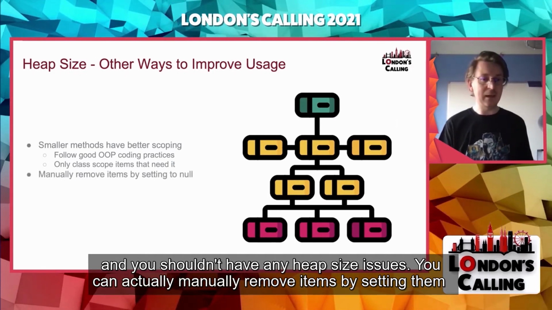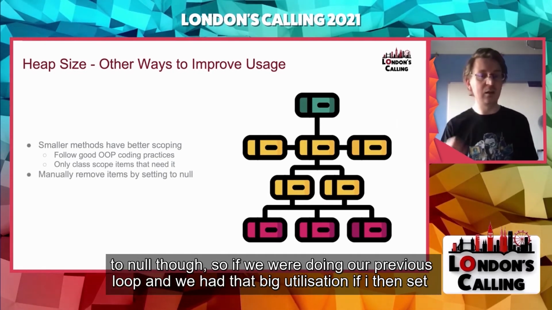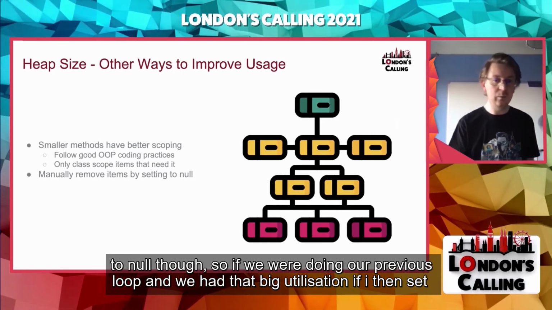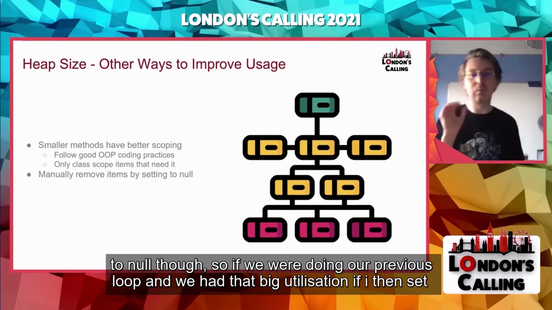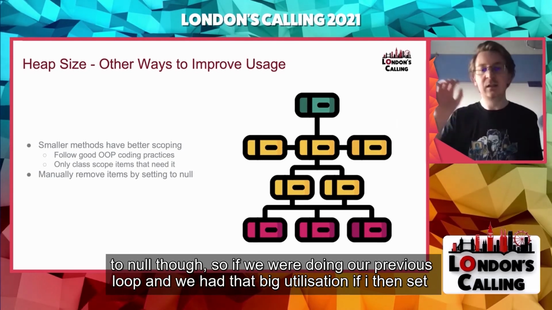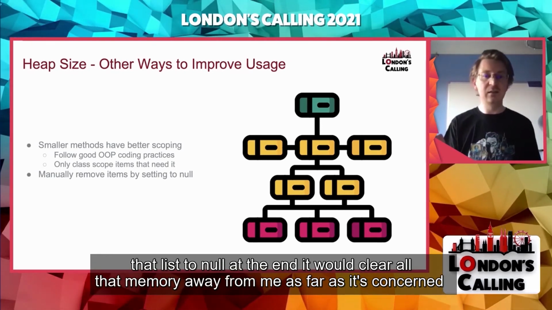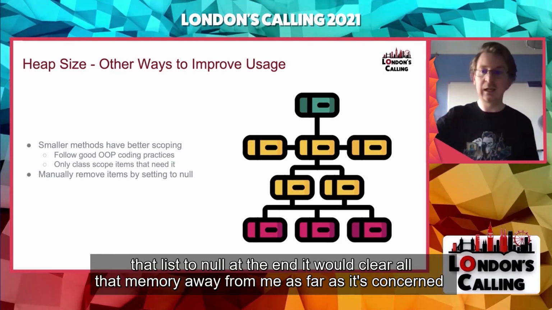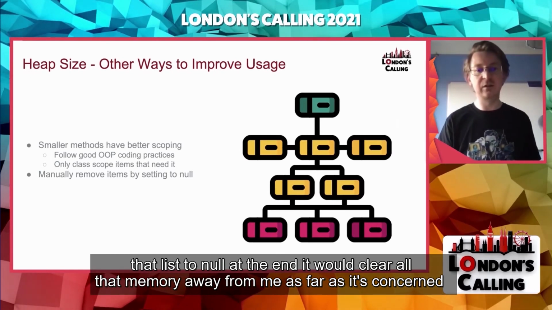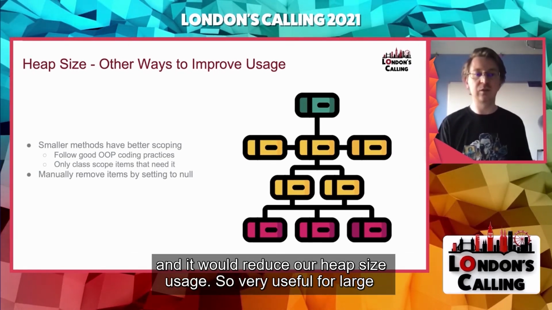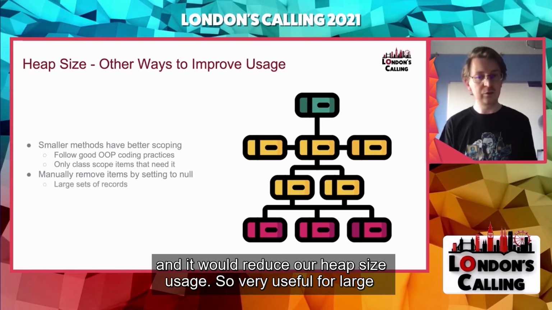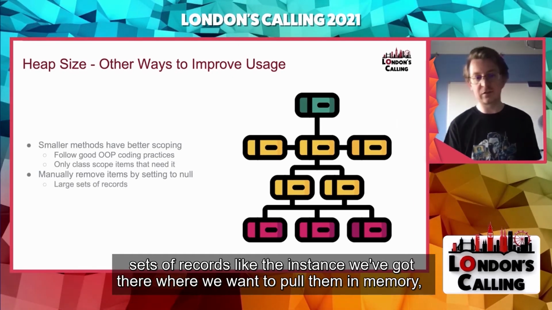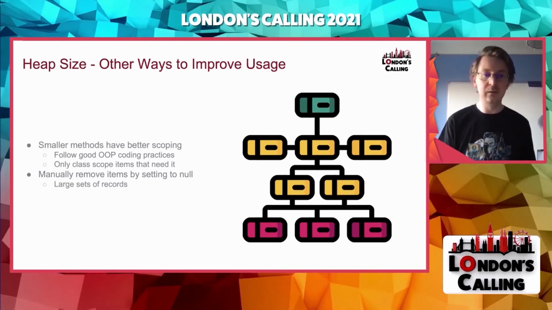You can actually manually remove items by setting them to null, though. So if we were doing our previous loop and we had that big utilization, if I then set that list to null at the end, it would clear all that memory away as far as it's concerned, and it would reduce our heap size usage. So it's very useful for large sets of records, like the instance we've got there where we want to pull them in memory.